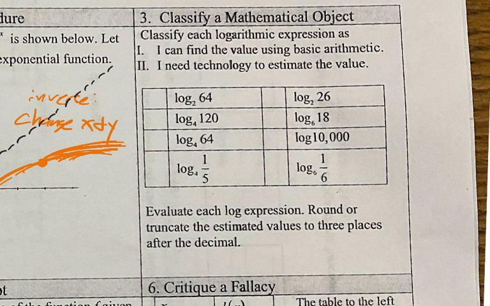Okay, let's simplify as many of these as we can without a calculator. The first one says log base 2 of 64. No, it's 6. No, it's 7. No, it's 8. 6. How'd you get that? Because 16 times 2 is 32. And then 32 times 2 is 64.